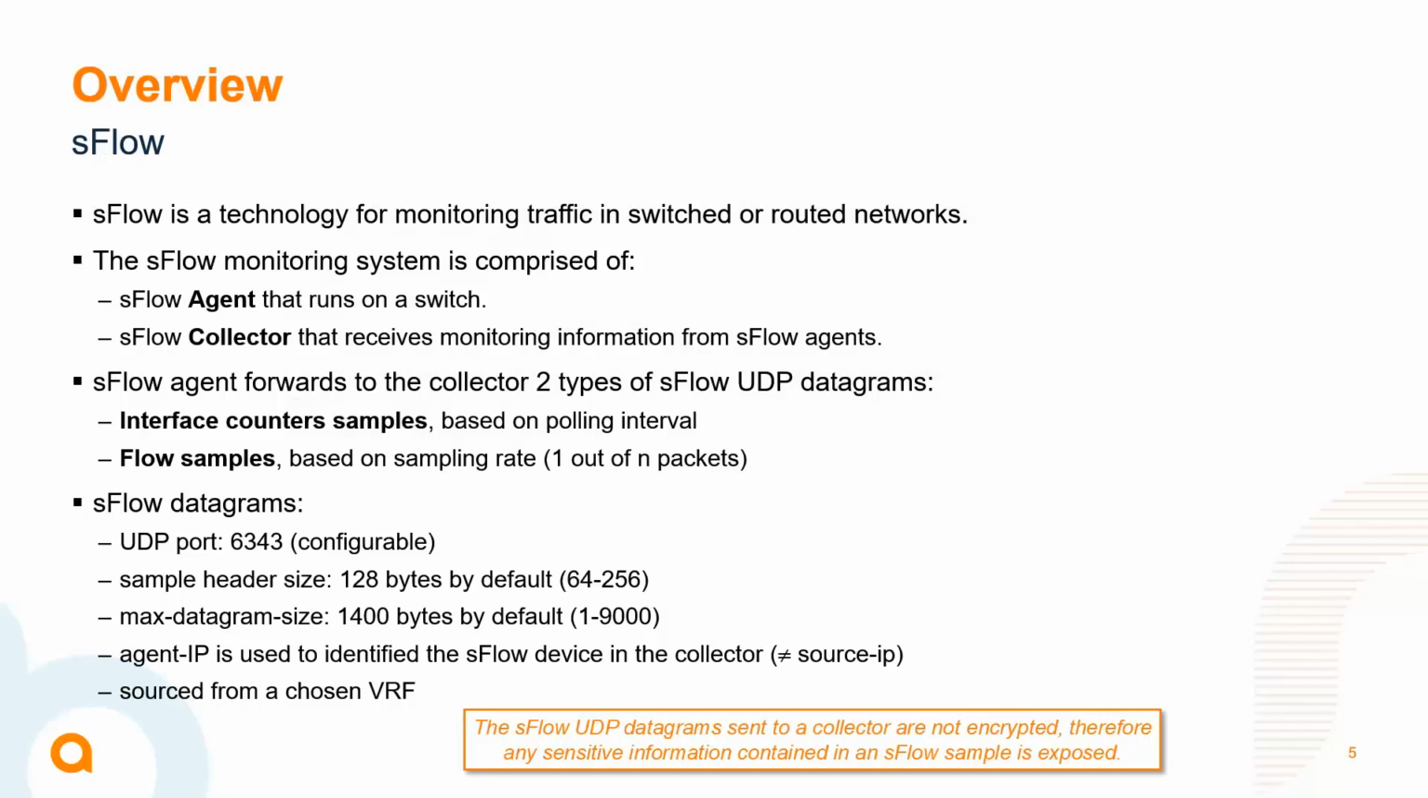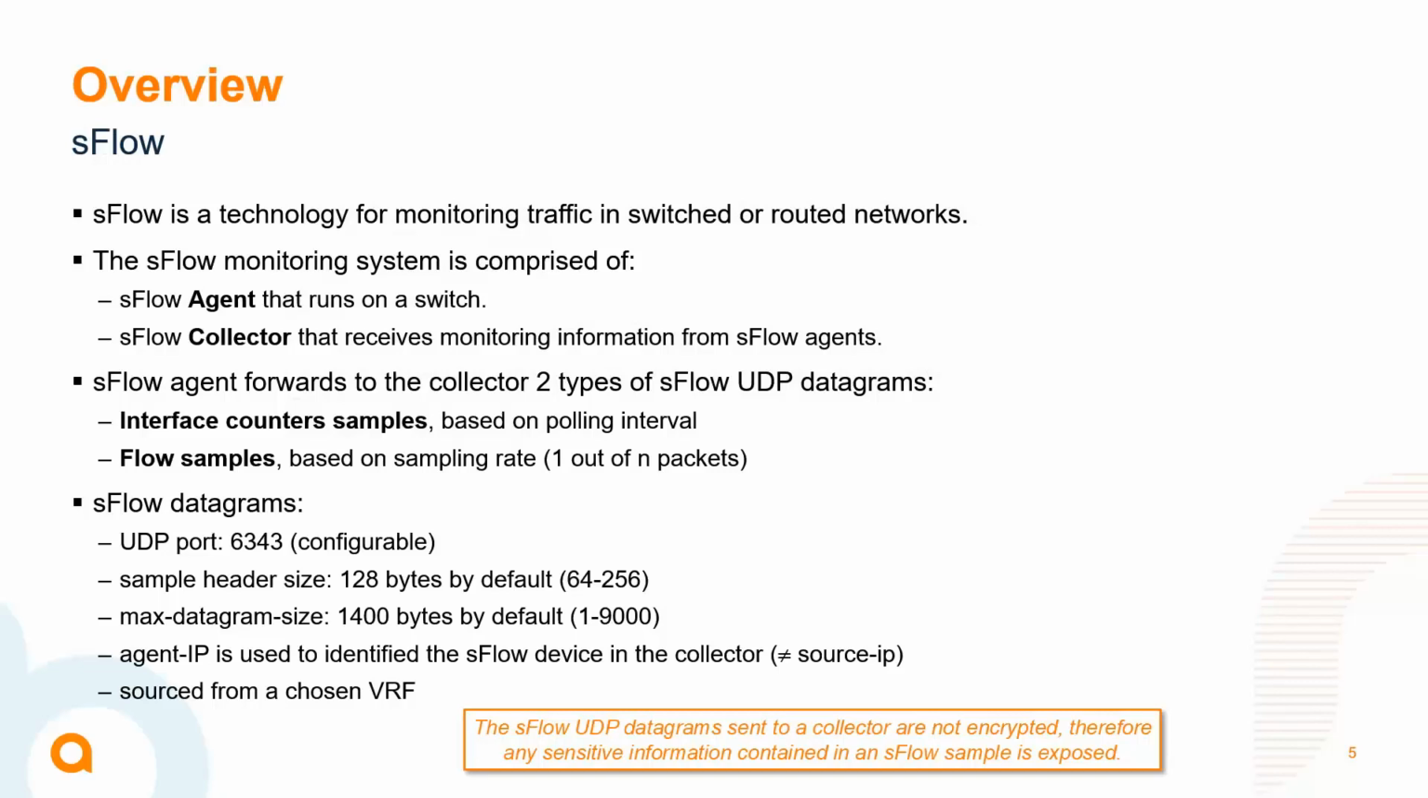The agent forwards to the collector two types of UDP datagram: the interface counters samples, which are sent regularly based on the polling interval, and it will also export flow samples based on the sampling rate. So this is one packet out of n packets seen on that interface. The S-Flow datagram structure is based on UDP with a port that is configurable. By default, this is 6343.